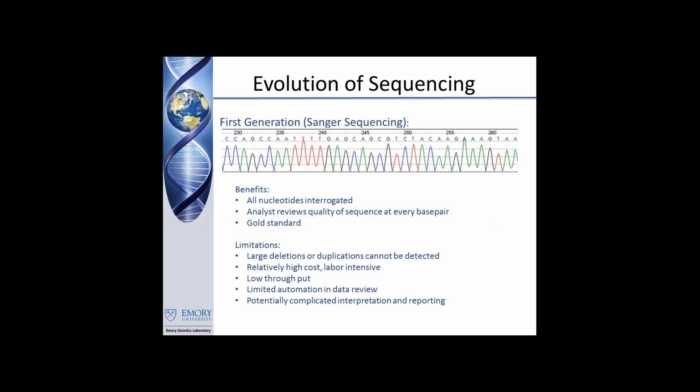There are limitations for Sanger sequencing, of course. Large deletions or duplications cannot be detected. There's a relatively high cost because it is labor intensive. Sanger sequencing is low throughput. There's limited automation that's possible in data review. And with any sequencing technology, there's potentially complicated interpretation and reporting of variants that we identify.